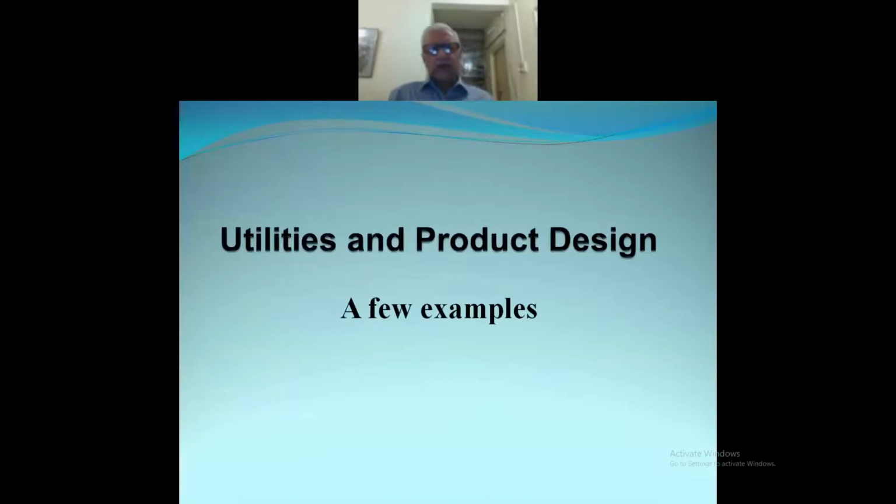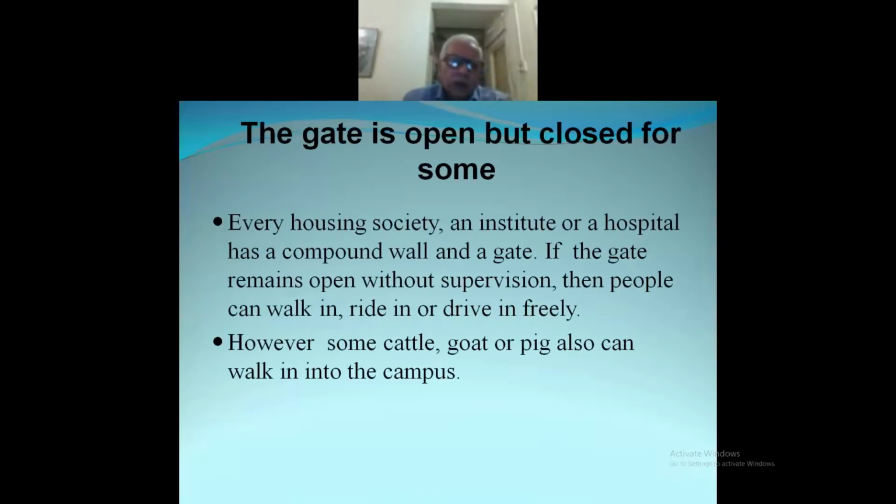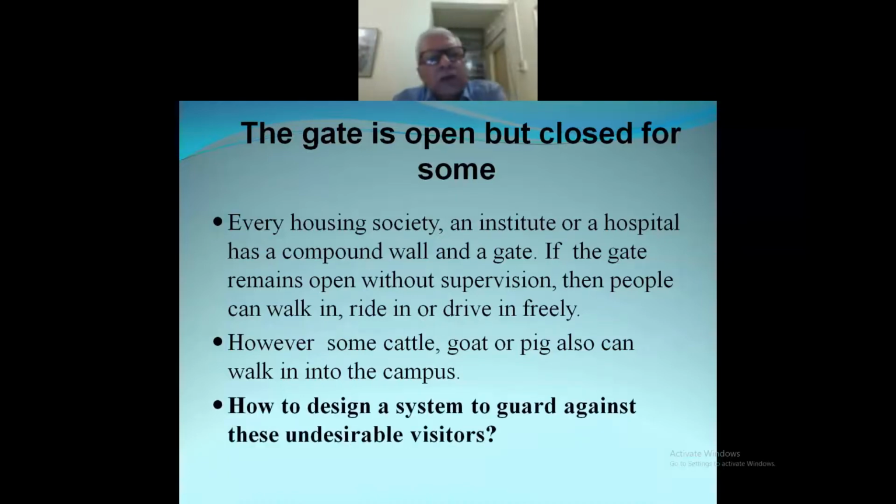Now let us see some utilities and product design, just some examples. You know, every housing society, institute or hospital has a compound wall and a gate. Now, if the gate remains open without supervision, then people can walk in, ride in, or drive in freely. However, with that, some cattle, goats, and pigs also can walk into the campus. The question is how to design a system to guard against such undesirable visitors.